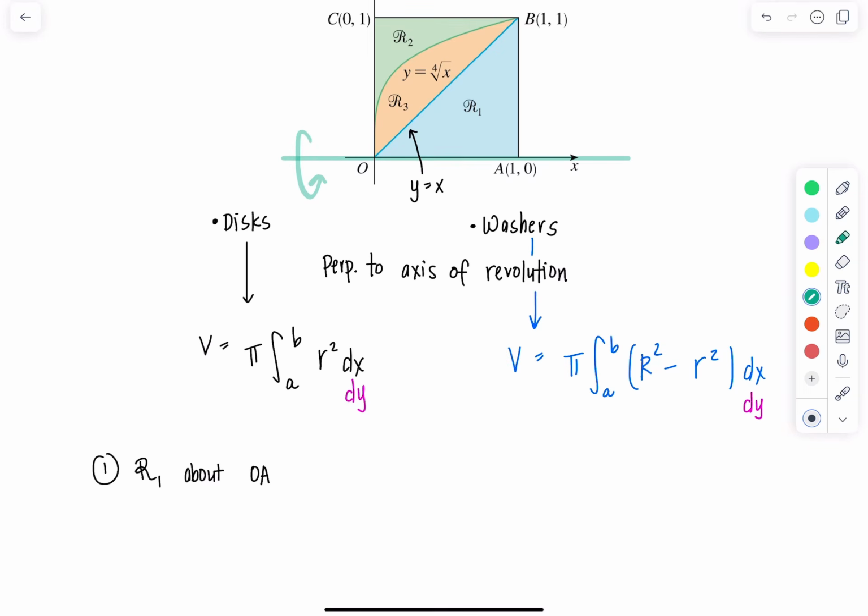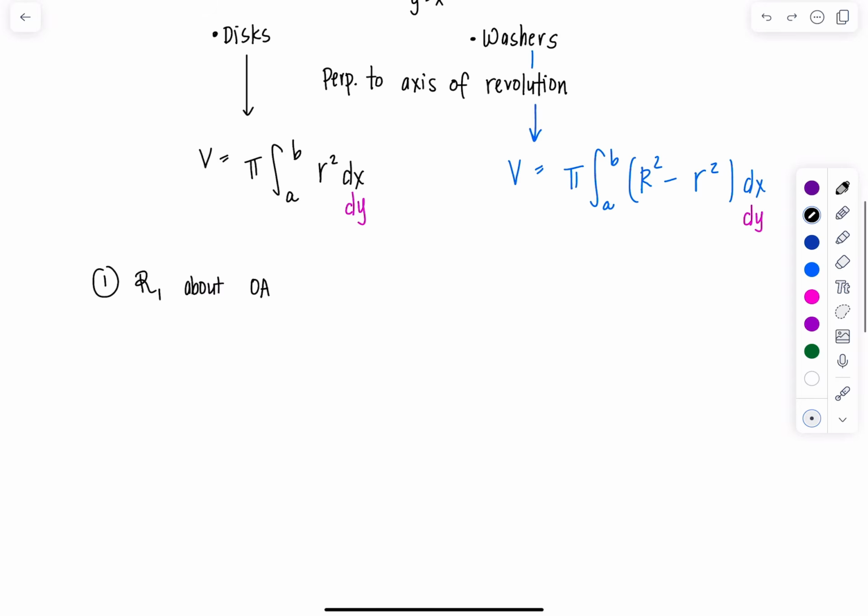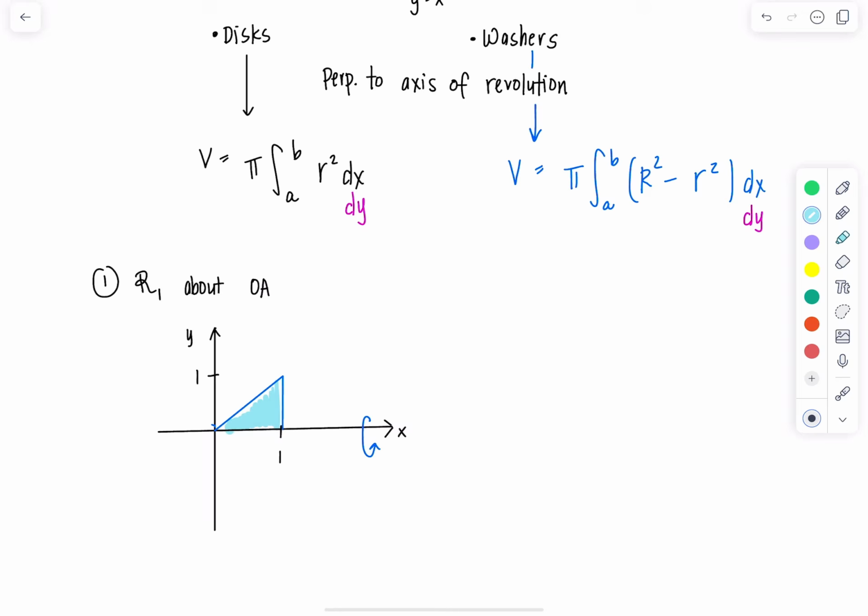I'm just going to draw a fresh picture though for each little portion. Okay, so region 1 is this triangular portion. Let's draw it out down here. Okay, region 1, and we're spinning around the x-axis. So here's (1, 1). This is OA, correct? Correct, Professor V. Okay, great. We're spinning this way. So I'm going to shade in the original region, and I'm spinning around the x-axis. So what you need to do is reflect it on the other side.